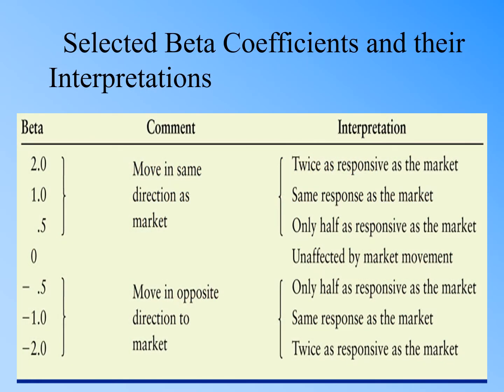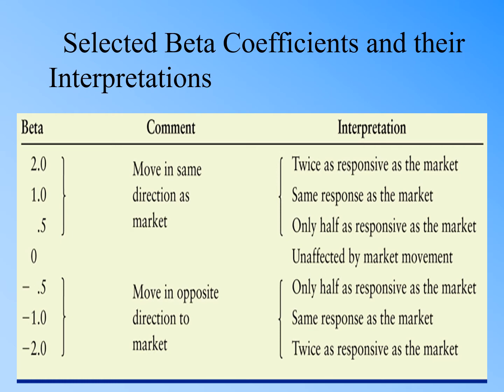Here are some selected beta coefficients and their interpretations. So in this slide, I will discuss some of the beta coefficients and how to interpret these coefficients. So first, if the beta of a stock is positive, then the stock returns will move in the same direction as market portfolio returns. If the beta of a stock is negative, then the stock return will move in the opposite direction to the market portfolio returns. And if beta of a stock is zero, then it is unaffected by market movement.